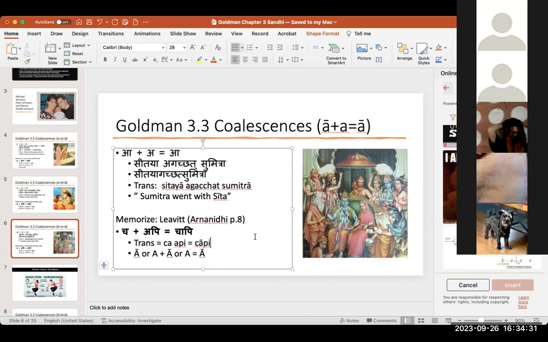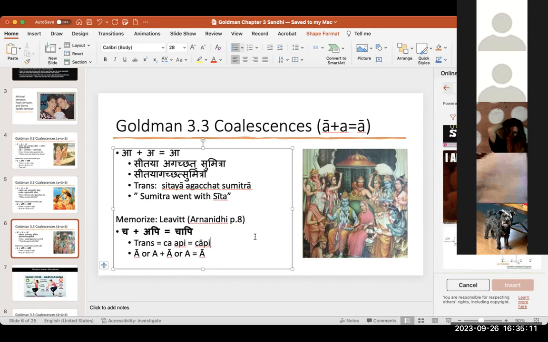So sitaya gachat sumitra. It's the same thing, but they're all together. Now read that whole big chunk. Start at the beginning and go all the way to the end. Sitaya gachat sumitra. Excellent.